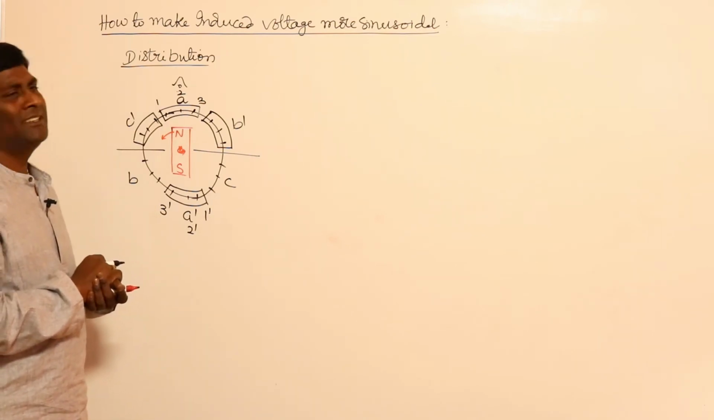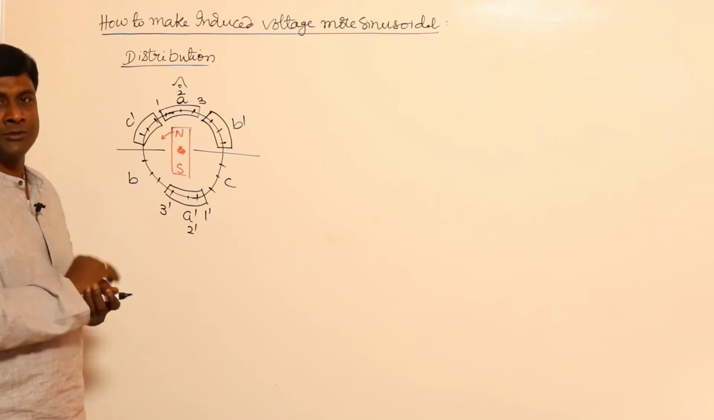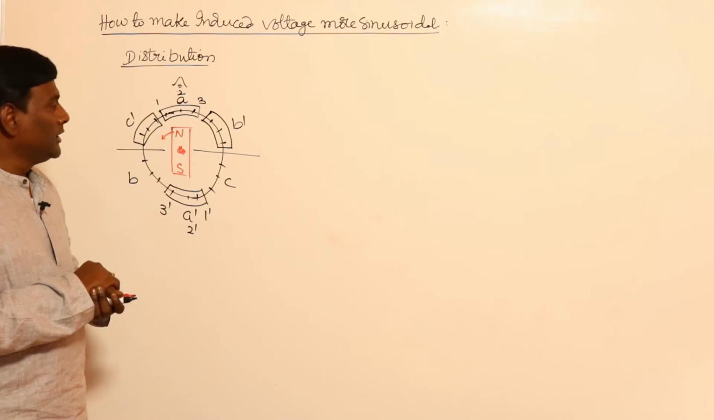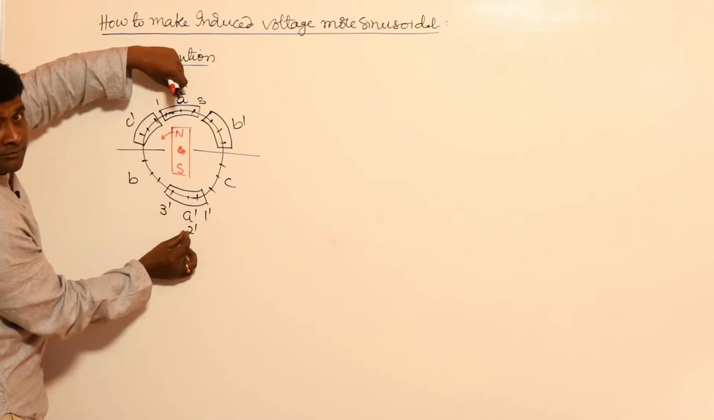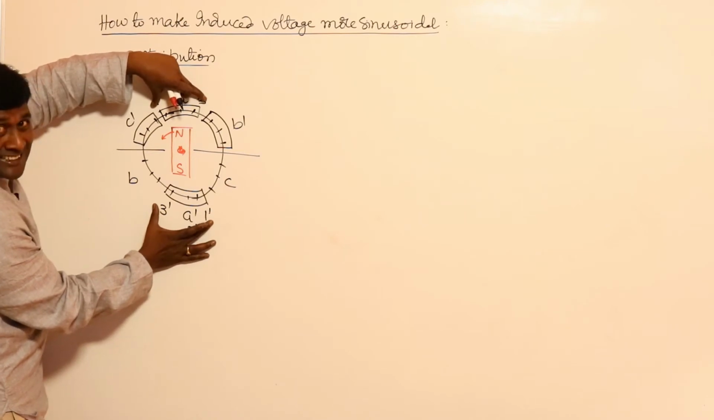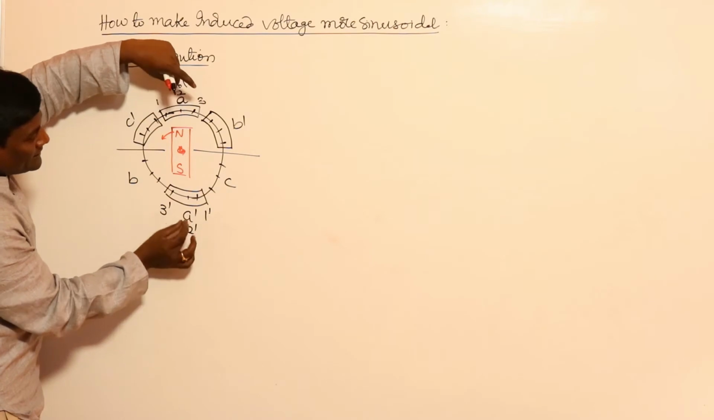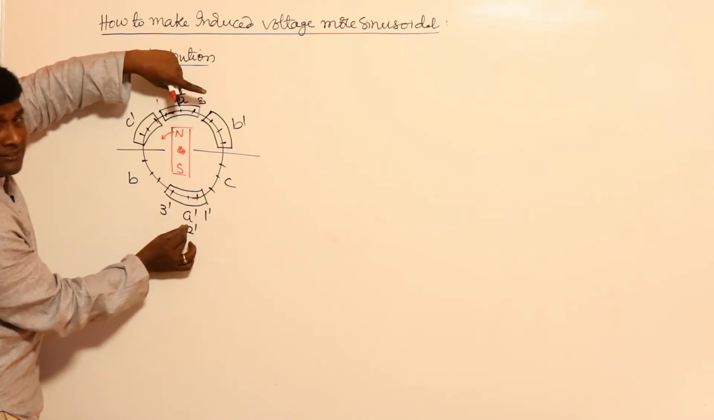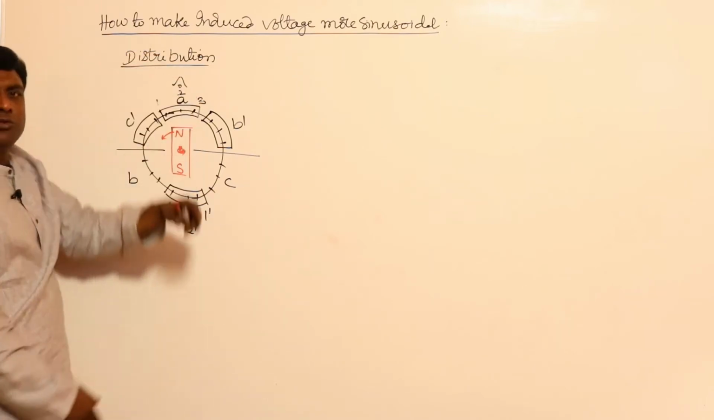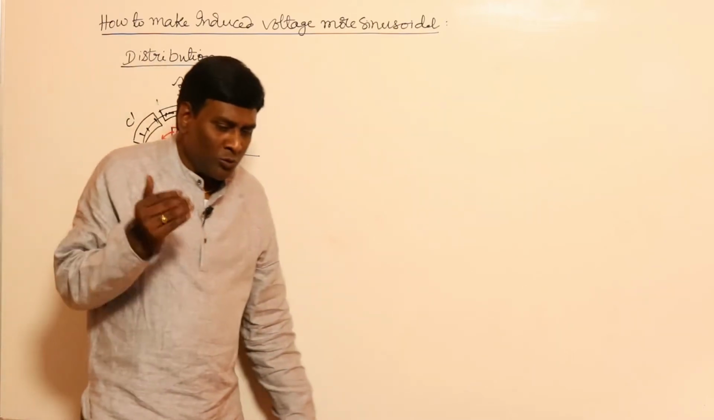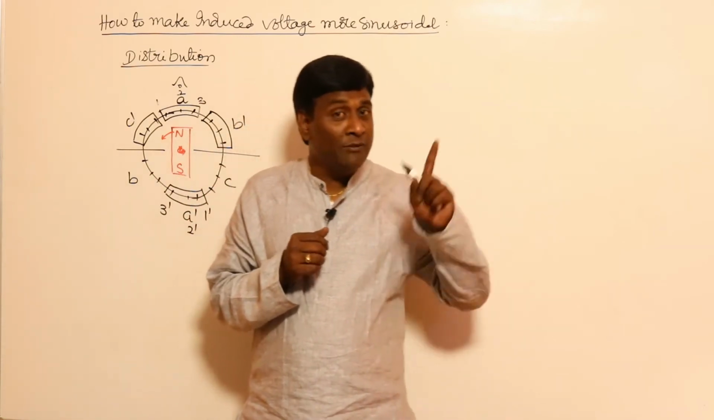But harmonics are reduced fine, but net induced voltage also will be reduced. RMS voltage will be reduced. If I keep all these 3 conductors in a single slot only, then induced voltage will be more. Because of the distribution, induced voltage will be less. Actually, ideally we should not say induced voltage is less, because the rated voltage is constant.